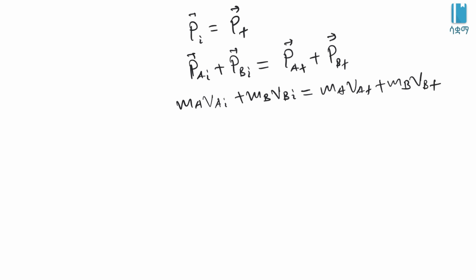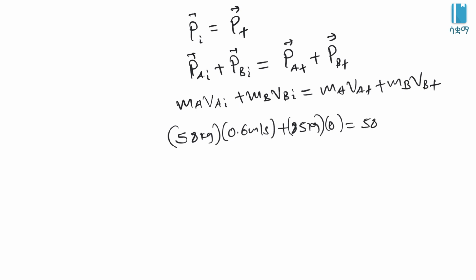So ma, which is 58 kilogram, times va initial, 0.6 meter per second toward east, so we take it as positive, plus 85 kilogram times 0, which was at rest. Then ma, which is 58 kilogram, times negative 20 meter per second, since it was traveling toward the west direction after interaction, so we take it as negative for our sign convention.